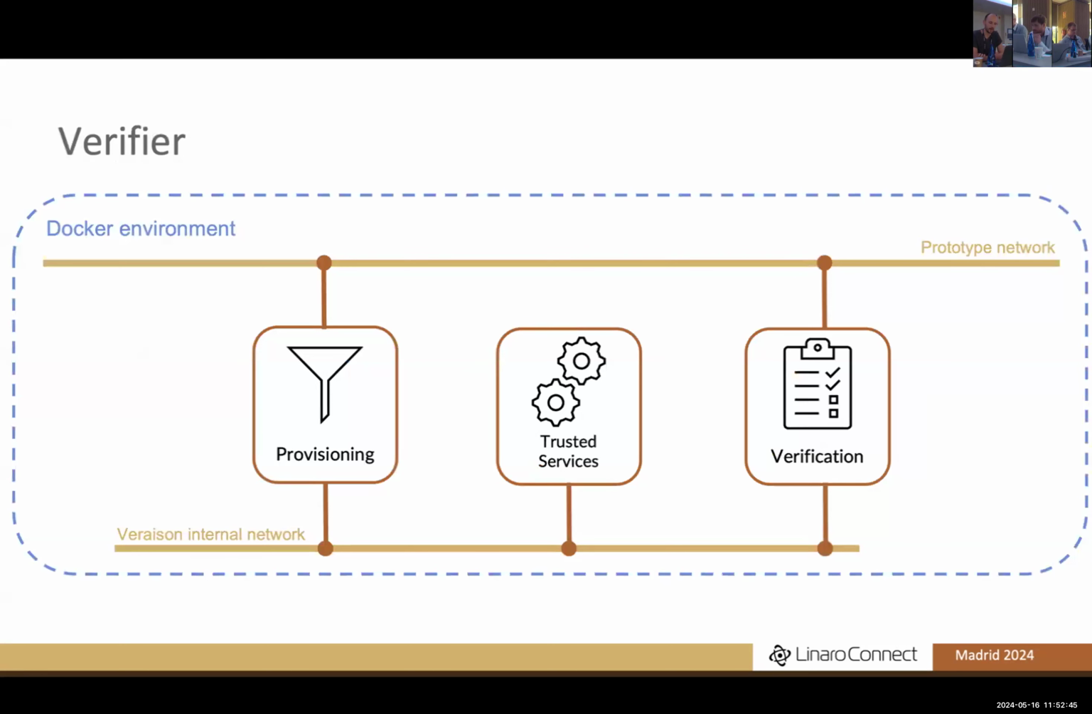Then on the verifier side, it's actually quite a vanilla deployment of Veraison. And in this case, we actually have 3 different Docker containers that run, and they connect to an internal Veraison network. So there's a provisioning node, there's a trusted services node that provides services to the other 2, and there's a verification node. And then the verification and provisioning connect to the prototype network, and then the server and the client can connect to it that way.